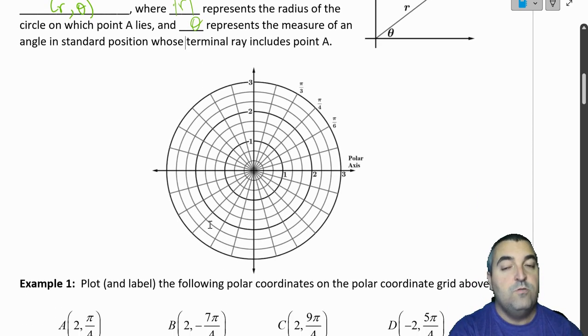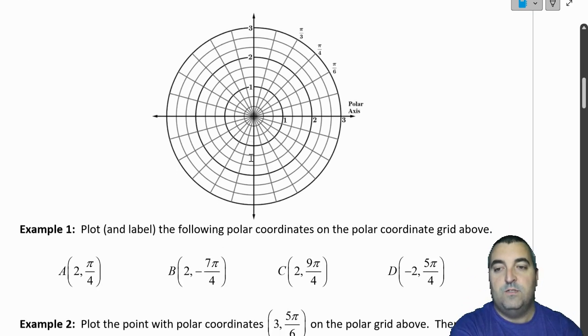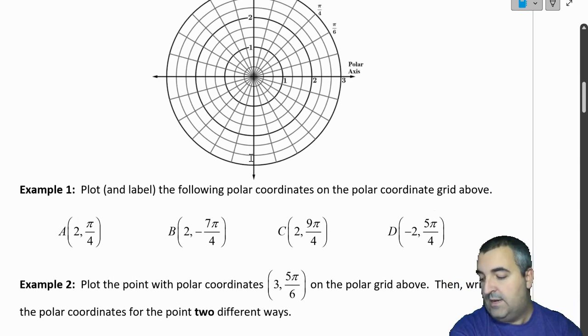What you will see with polar graphs is a slightly different graph paper. Because it is circular based, you'll have circles. Cartesian or rectangular, you have squares. Here we have circles. So here we're going to plot some points, and we're going to see how this works. I'm going to plot and label the following ones on the coordinate grid above.